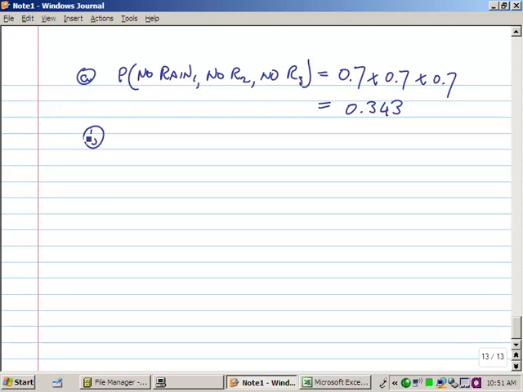B was the probability of rain on all three. So rain, rain, rain. Again, independent, 0.3 times 0.3 times 0.3. The answer to that is 0.027.